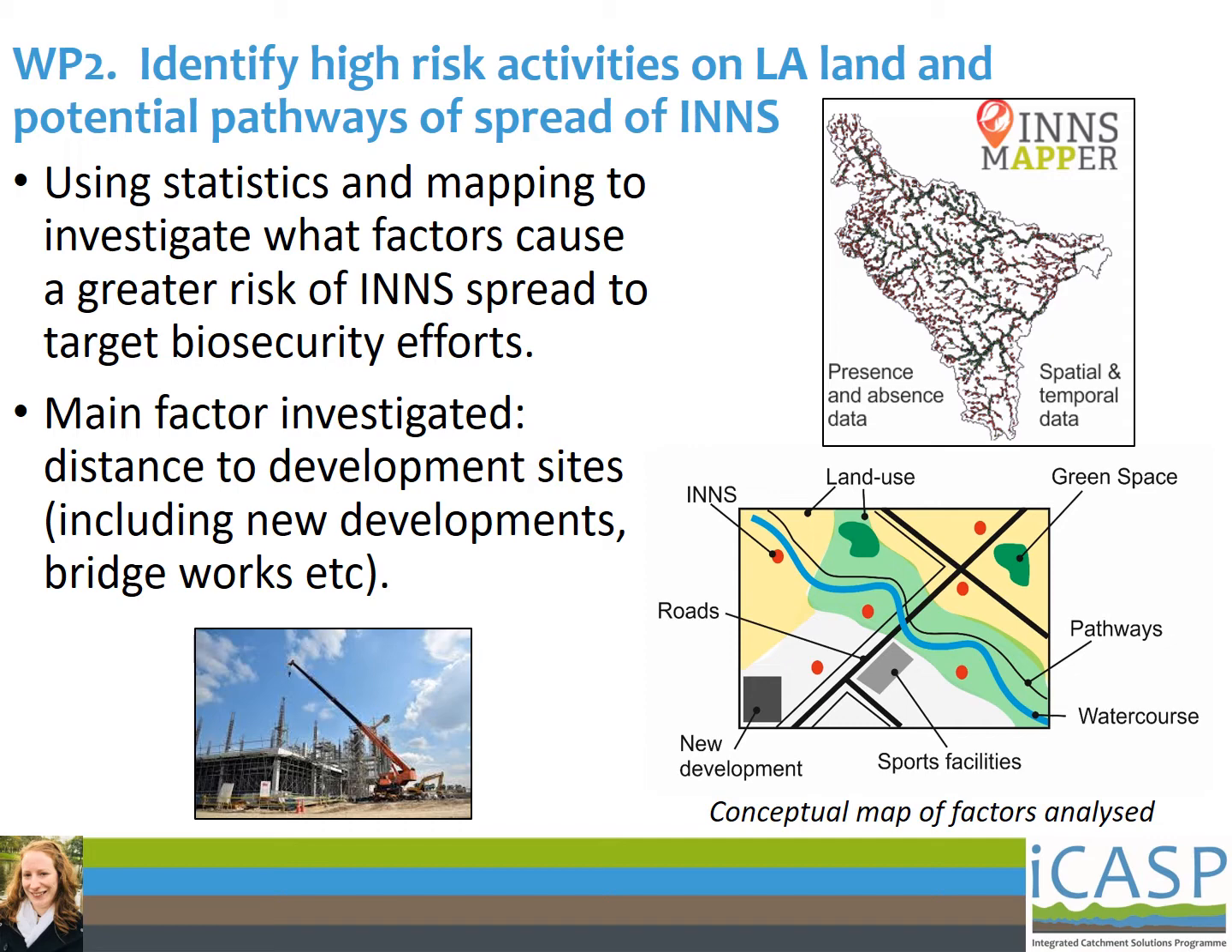One of the main vectors of spread is human activity. INS can be spread on clothing and equipment used for construction, environmental management, transport and recreation. Understanding the risk of each pathway will allow limited resources to be used more efficiently.